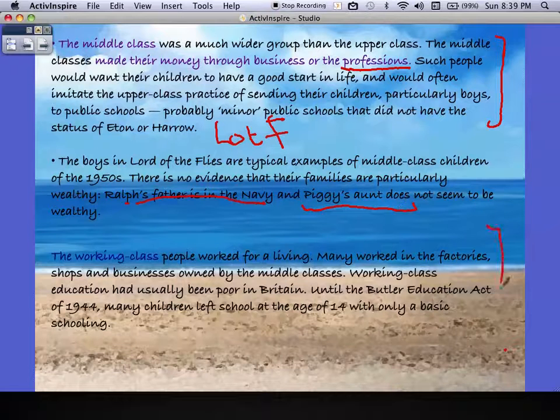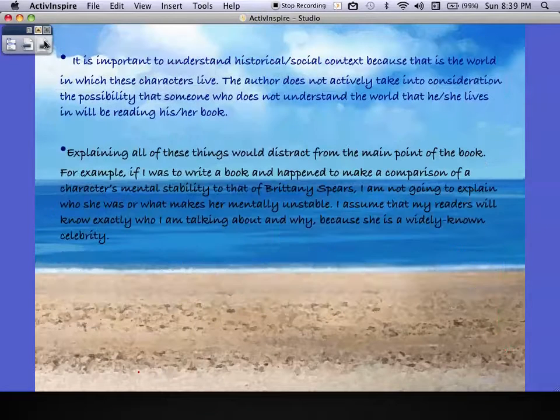The working class was the next class, and these were the people that worked for the middle class people. They worked in the middle class people's factories. They worked in the middle class professionals' offices. They typically were only educated till about the age of 14, and then they left school to get a job. The boys in this book are not working class boys. They're middle class boys.